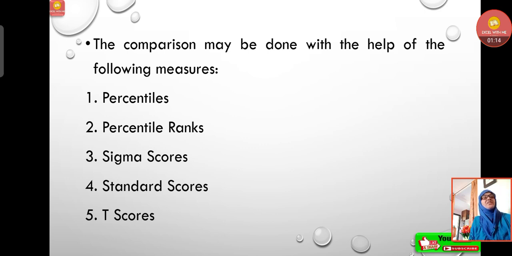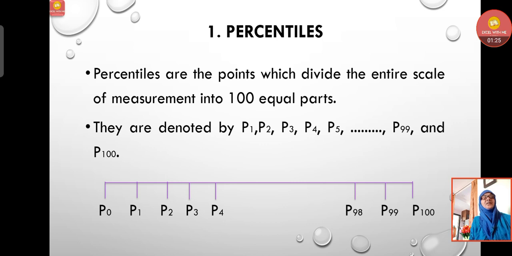The comparison may be done with the help of the following measures. Number 1, percentiles, 2, percentile ranks, 3, sigma scores, 4, standard scores and 5th one, t-scores. So let's understand the first one, that is percentiles.